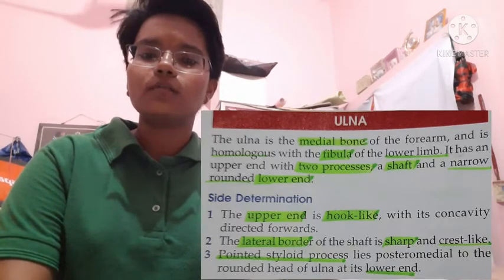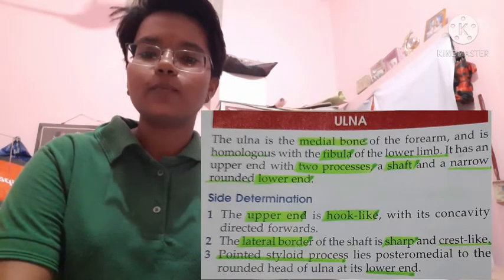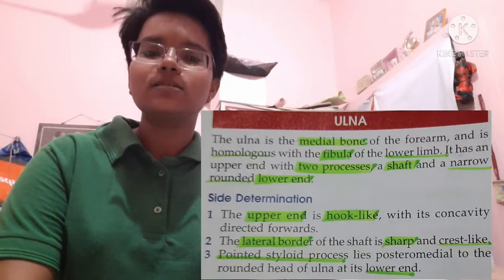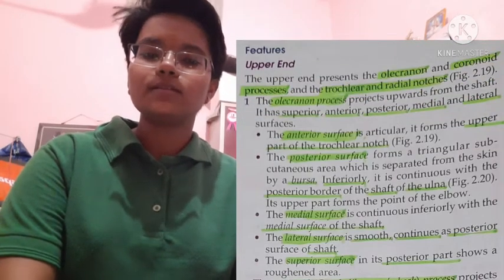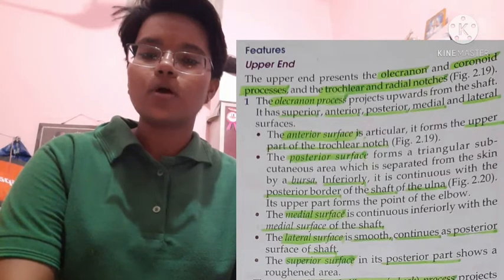The lateral border of the shaft is sharp and crest-like. The pointed styloid process lies posteromedial to the rounded head of the ulna at its lower end. Features. Upper end. The upper end presents the olecranon and coronoid processes and the trochlear and radial notches.